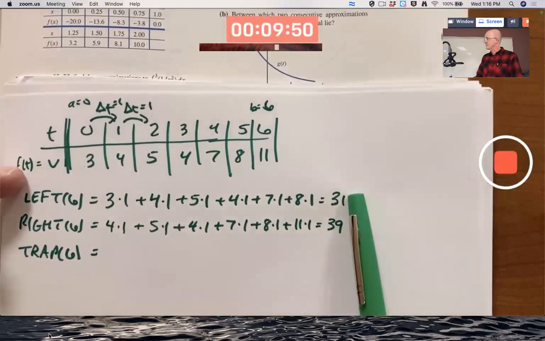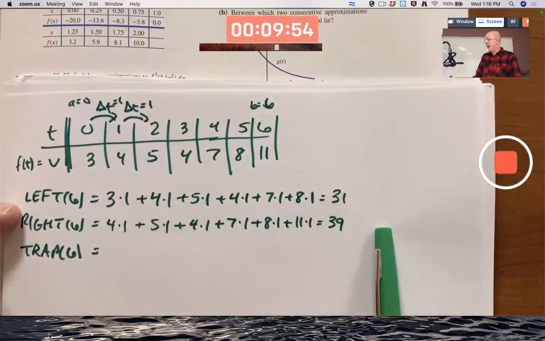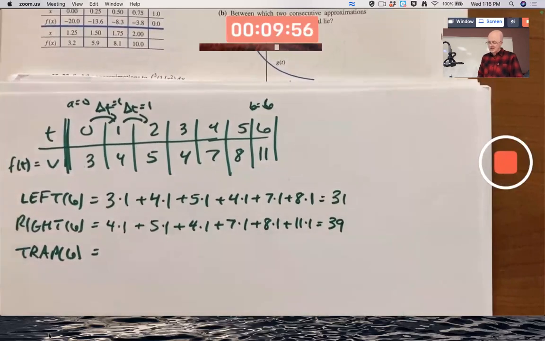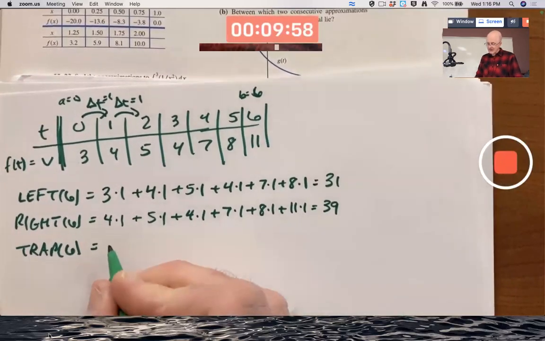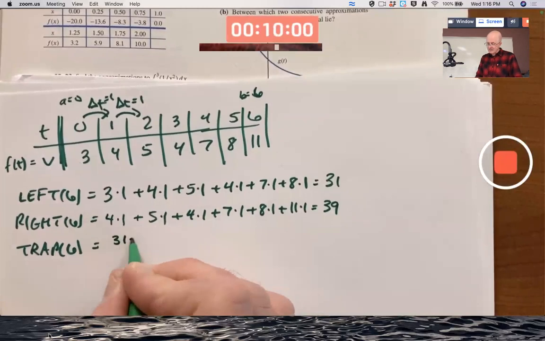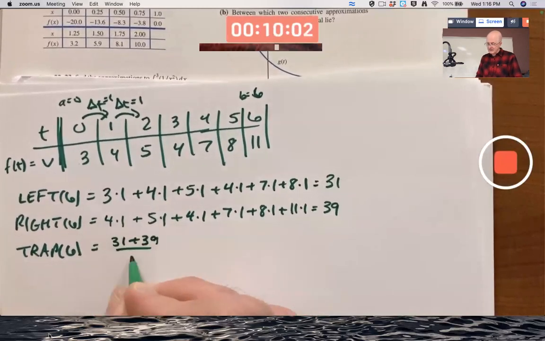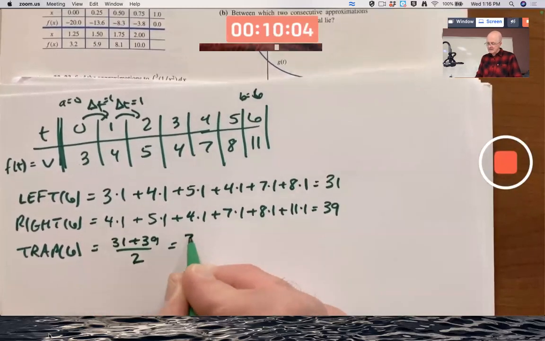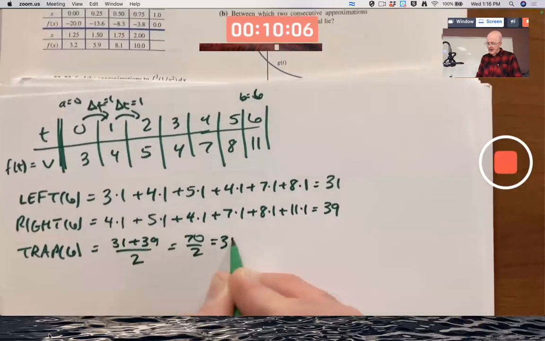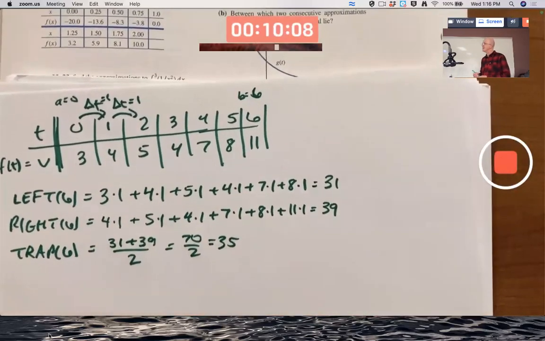The left-hand rule seems to be probably too small. The right-hand rule probably too big. If we average them, that should most likely give a better approximation. The trapezoid rule does that. 31 plus 39 divided by 2. 70 divided by 2 is 35, halfway between 31 and 39.